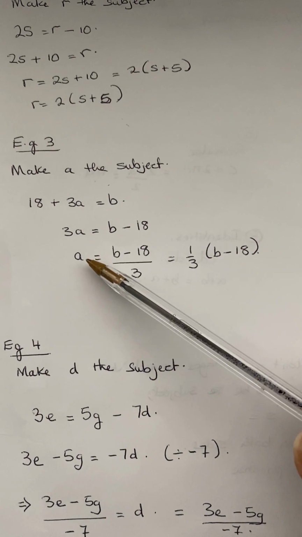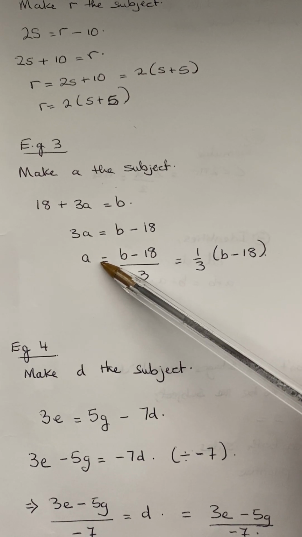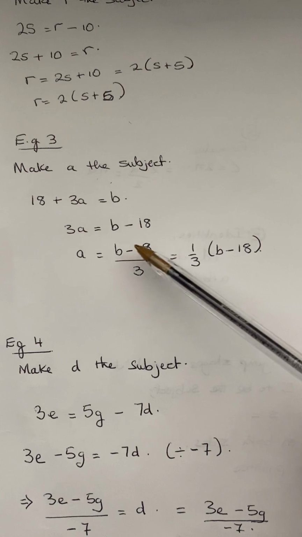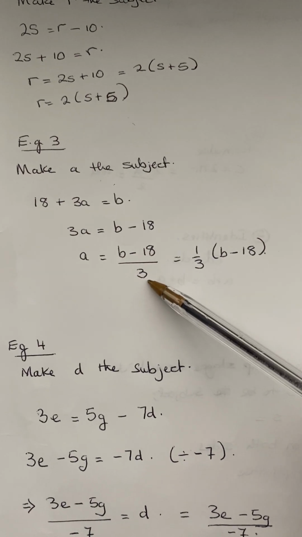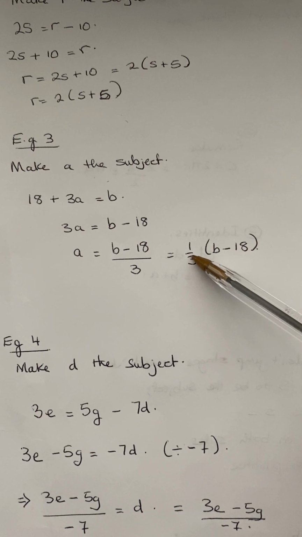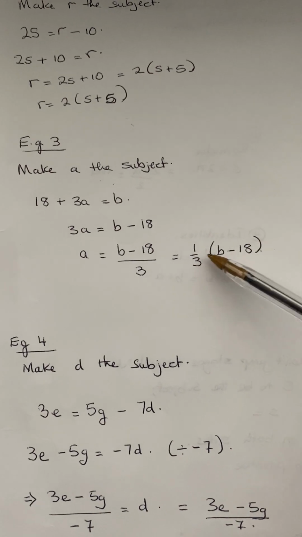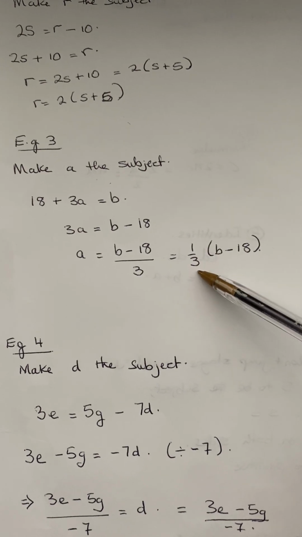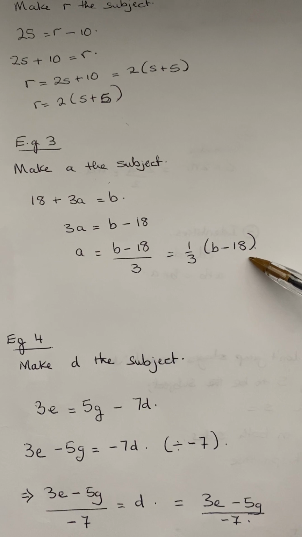So now we've made a the subject, a is on its own, which is equal to b minus 18 all divided by 3. Or we can use what we learned yesterday, identities, and write 1/3 all into bracket b minus 18.